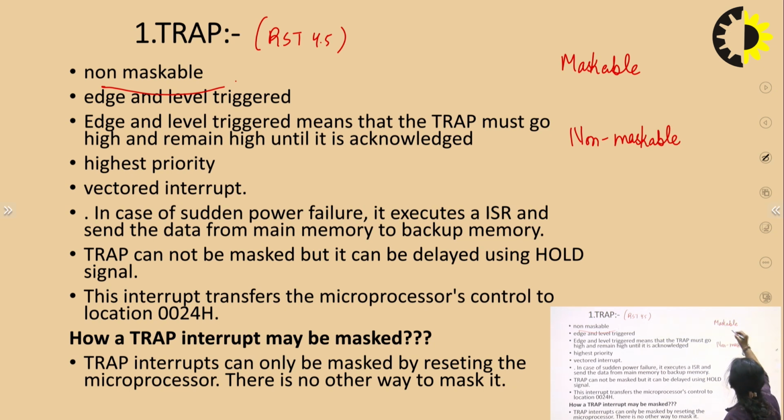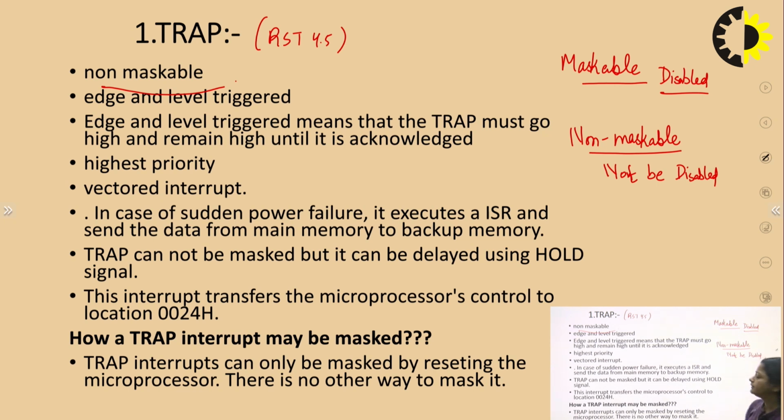So maskable interrupts are those which can be disabled by the programmer. That means if I want to disable a particular interrupt, I can do that. It is in my control, it is in my hand, it is maskable. Non-maskable interrupts are those which cannot be disabled by the programmer. Okay, so trap is a non-maskable interrupt. It cannot be disabled by the programmer even if he or she wishes.